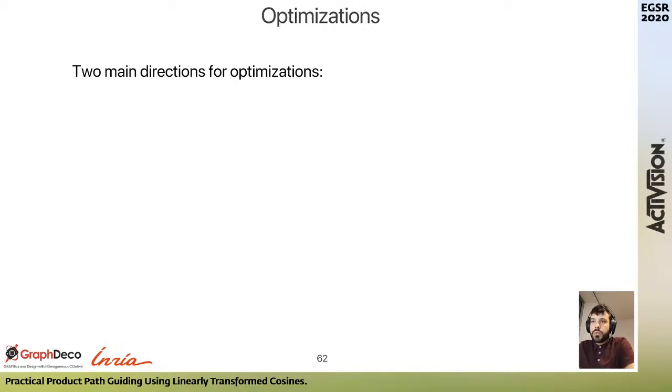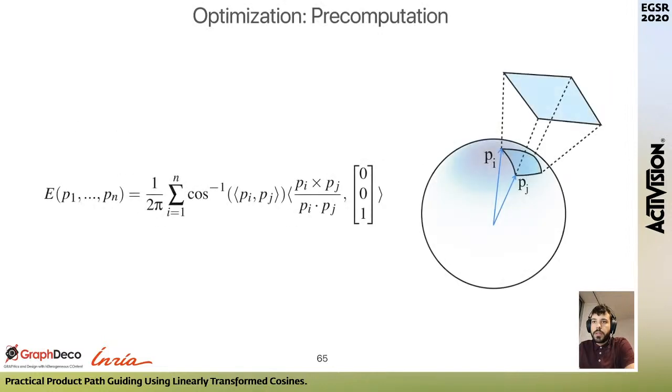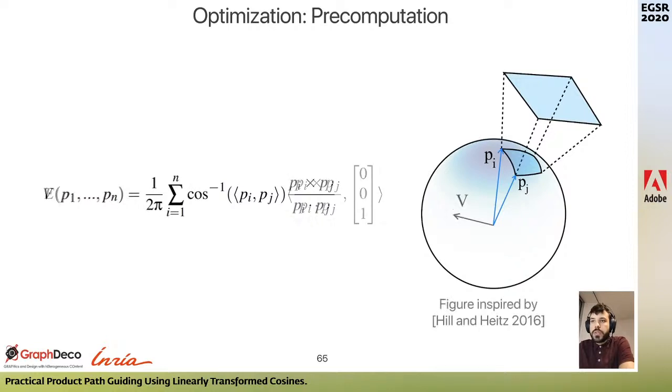To overcome this issue, we introduced optimizations in 2 main directions. First, precomputation, and second, vectorization. So let's start with precomputation. If in our expression for the analytic computation we omit the dot product with the z-axis, we get the vector form factor, which itself is a vector.